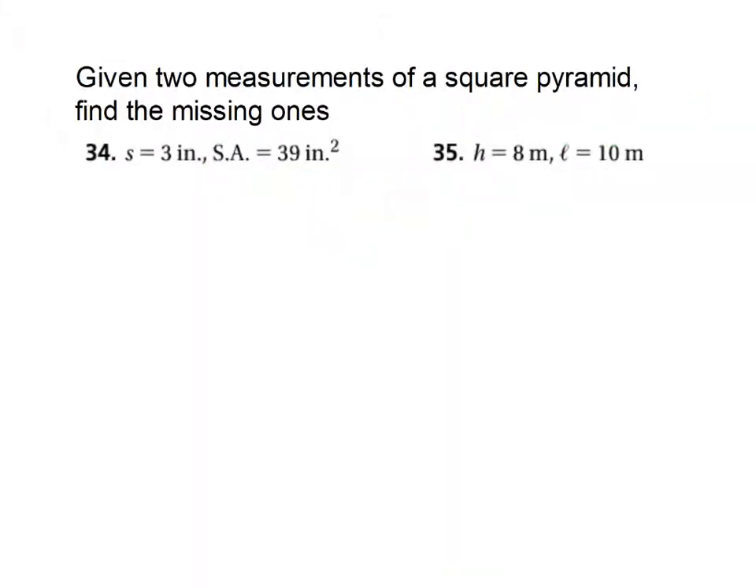Now, we're going to move on past plugging and chugging through that formula, and we're going to work backwards through a formula. They've given me a couple measurements on a square pyramid, and I'm looking for the missing ones. Okay, so on a square pyramid, the surface area formula would be, let's see, 1/2 PL plus 1 base. Okay, in this, I'm going to draw a picture here so you can see what's going on.